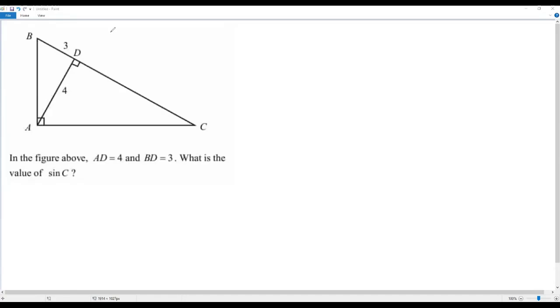Here we have a SAT math problem. Okay, let's go to the question. In the figure above, AD equals 4, BD equals 3. What is the value of sine C? Okay, here in the given figure, we have to get the value of the trigonometric ratio sine of C.